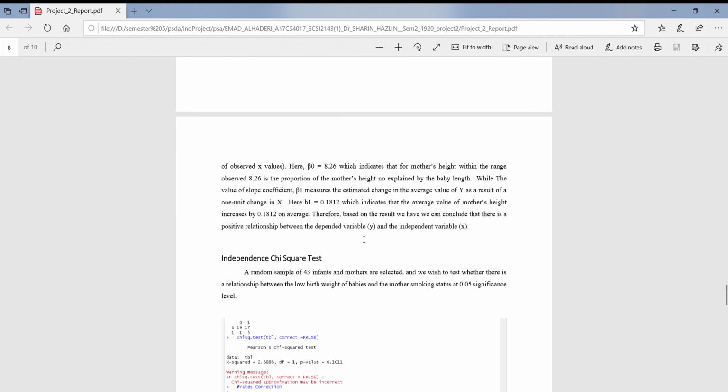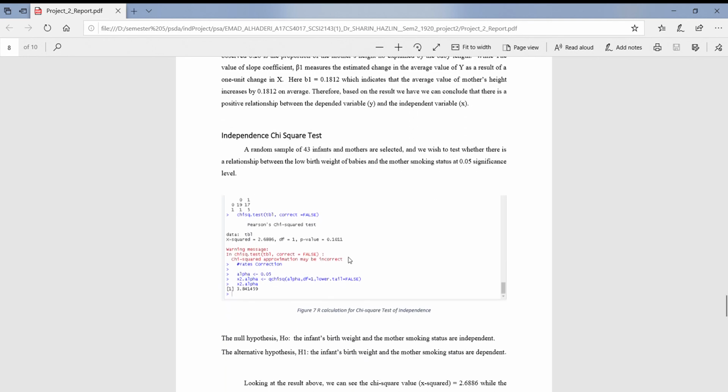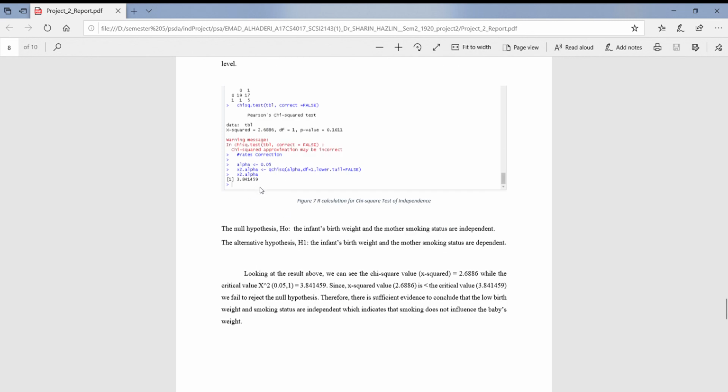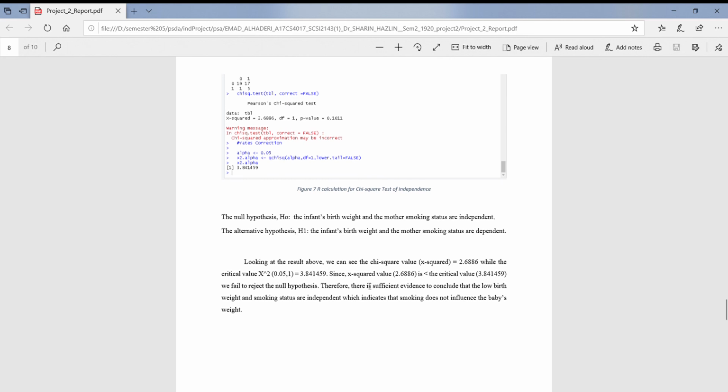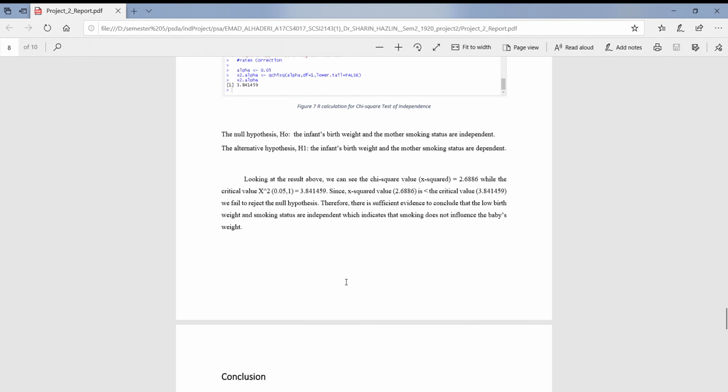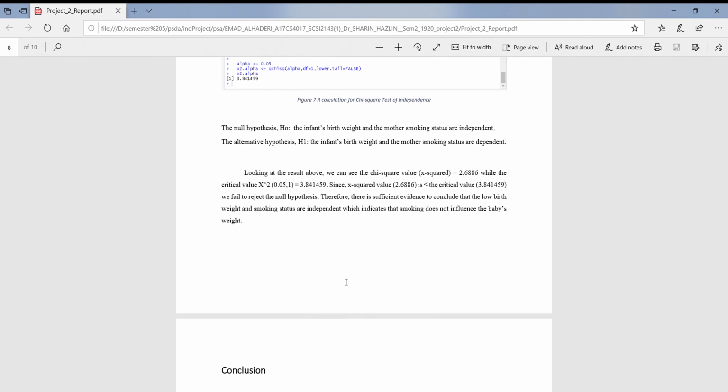And finally, going to the chi-square test of independence. In this test, I wanted to test if the baby's birth weight and mother smoking status are independent or dependent. So getting the chi-square value of 2.63.886, while the critical value was 3.814. Therefore, we fail to reject the null hypothesis, which indicates that the two variables, which are the baby's birth weight and mother smoking status, are independent of each other. The smoking habit doesn't affect the birth weight.